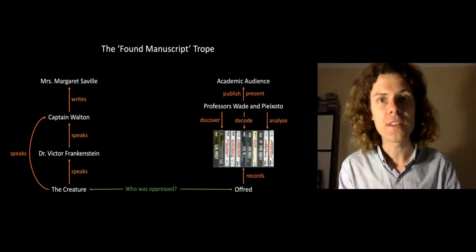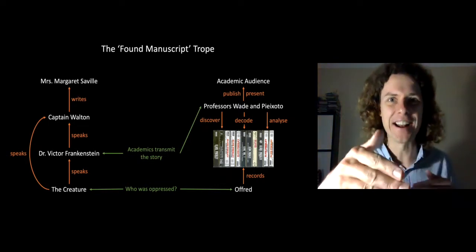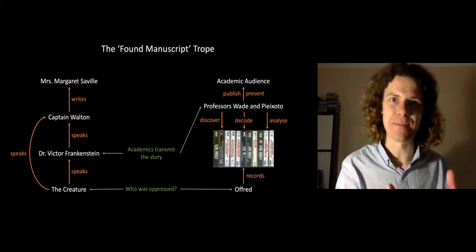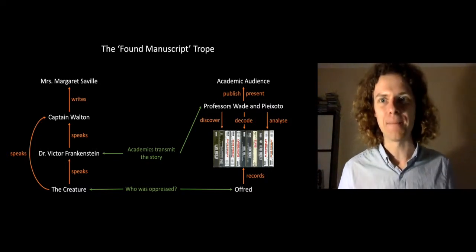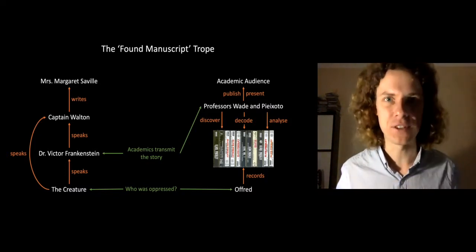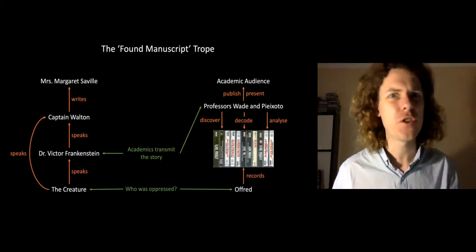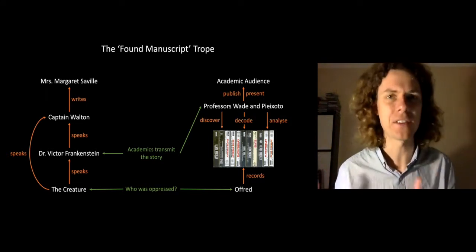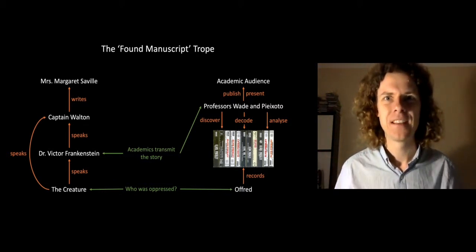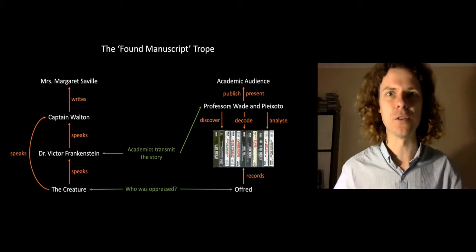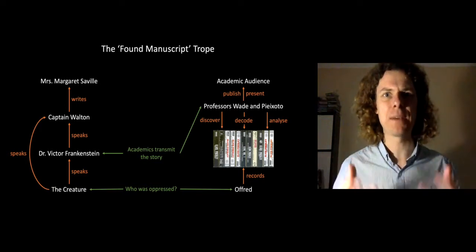Another point that's in common in both of them is that in both cases, there's an academic in the chain. Dr. Frankenstein's the one who tells us about the creature, and it's Professor Wade and Professor Pierzotto who tell us about Offred. Now, on the one hand, an academic might be the right person to tell us. Only Dr. Frankenstein really understands how the creature was made. And Professors Wade and Pierzotto, they're experts on Gilead history, so they're the right persons to ask about it. But on the other hand, they're academics. They don't really know what it's like to be oppressed in the way the creature or Offred were. So how is the message being altered by academics being the ones who hand things on?